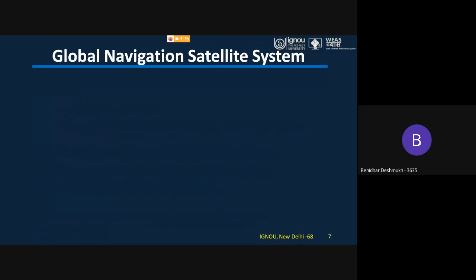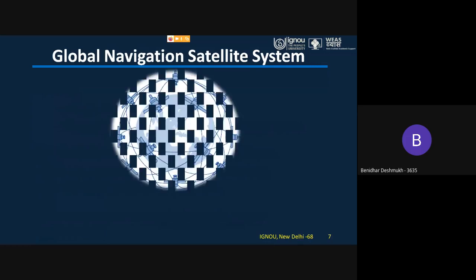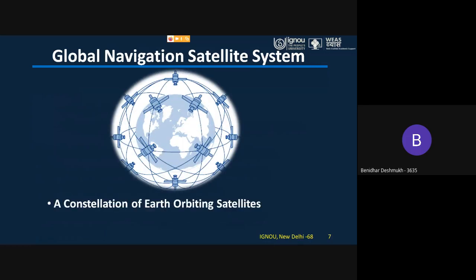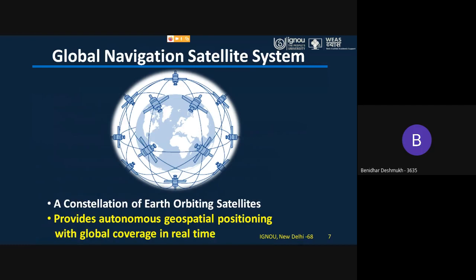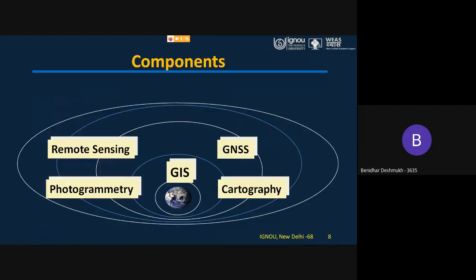The third component was GNSS, that is Global Navigation Satellite System, and we know that it is a constellation of Earth orbiting satellites that provides us autonomous geospatial positioning. So this is what it is useful for. Now we know that all these three components are the components of the technology that we call geoinformatics. There are many more things in that, but we consider these three as the primary components.